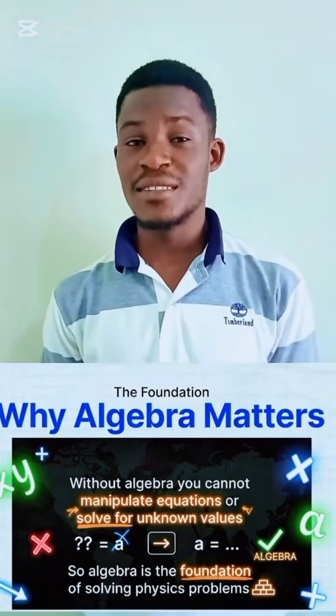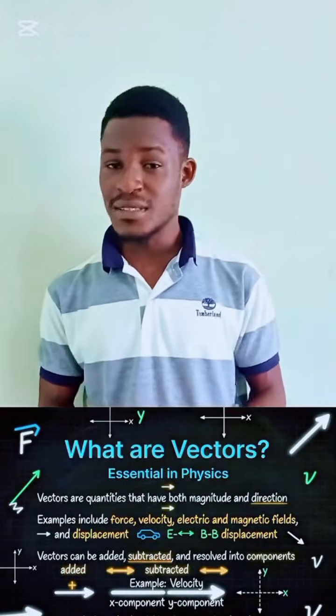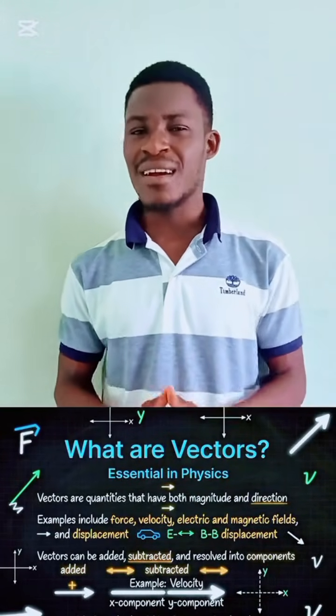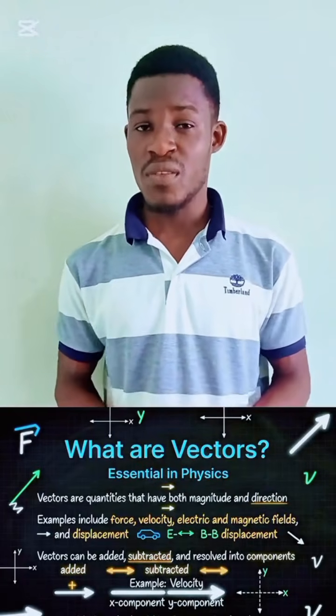But solving equations is not enough. In physics, many quantities have directions. So that brings us to the next topic, vectors. A vector is a quantity that has both magnitude and direction. Examples include force, velocity, displacement. Vectors can be added, subtracted, or resolved into components.